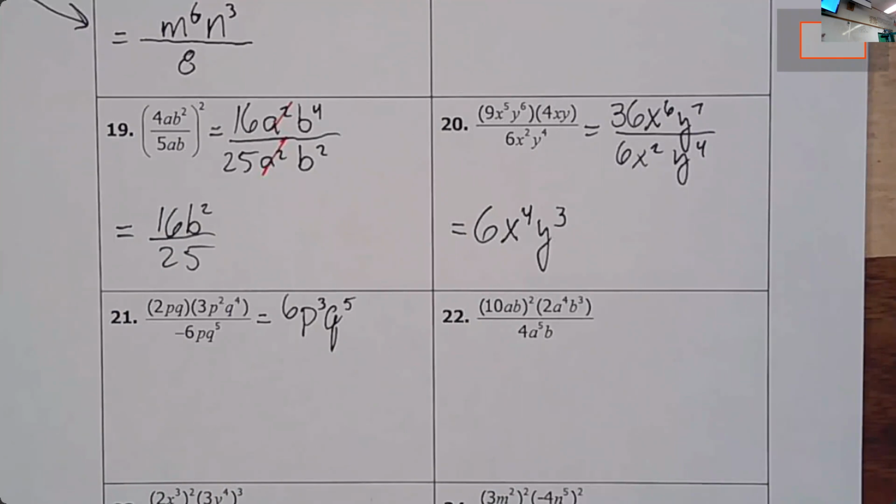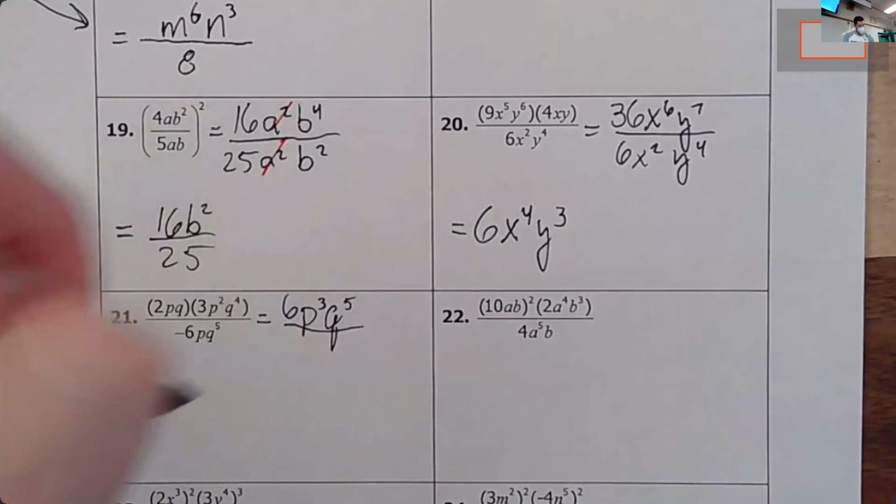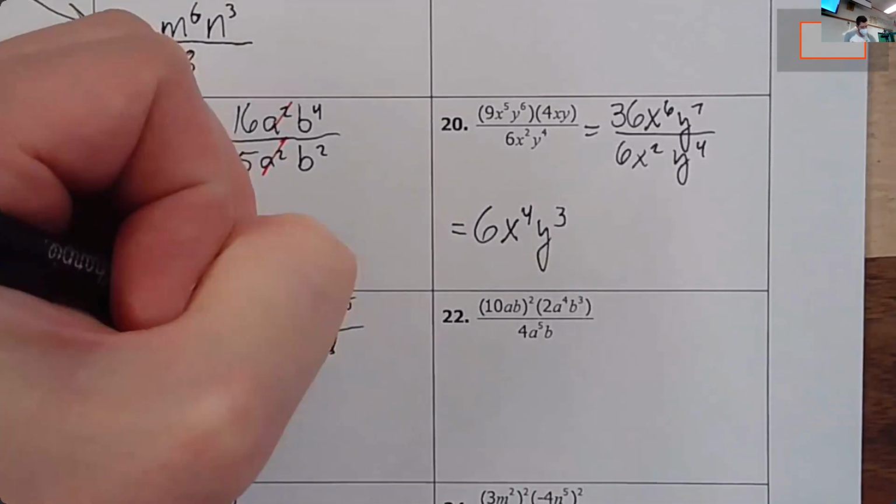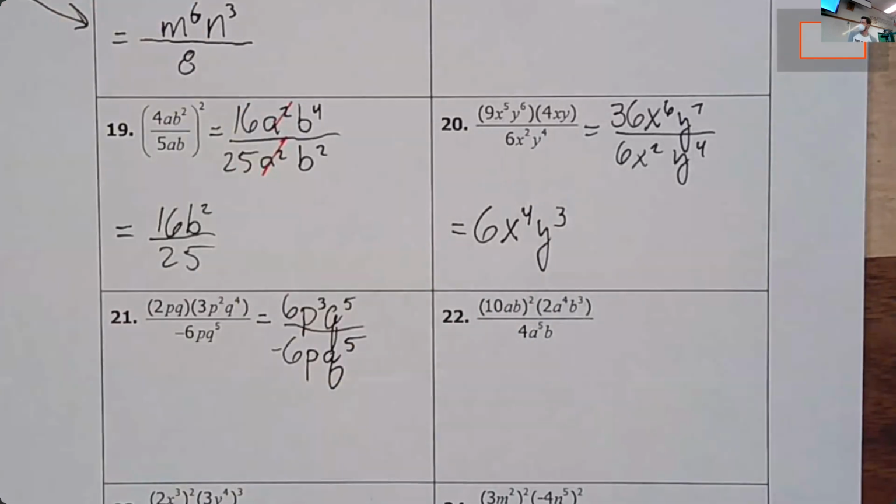So everything on the numerator is good to go here. The denominator stays the same for now, because there wasn't anything to do there initially. So -6 p q to the 5th power on the denominator. All right.